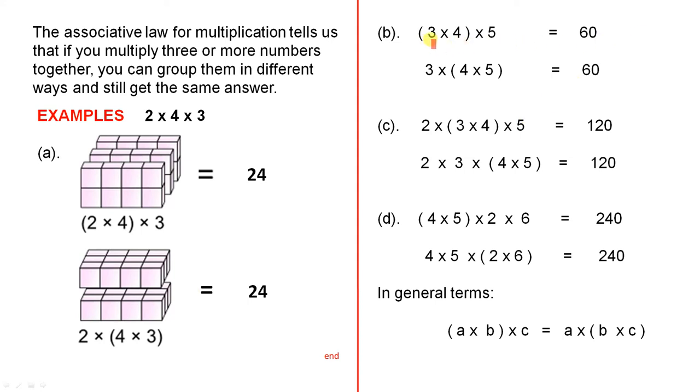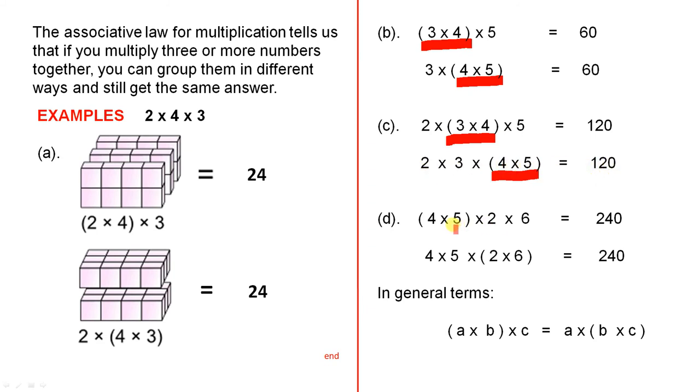Using numbers, if we were to multiply 3 times 4 times 5, you can group the 3 times 4 together. That gives you 12 times 5 is 60. Or you can group the 4 times 5 together. 3 times 20 is 60. If you were to multiply those numbers together, you can group the 3 and the 4 together to give you 2 times 12 times 5 to give you 120. Or you can group the 4 and the 5 together to give you 2 times 3 times 20, which gives you 120.